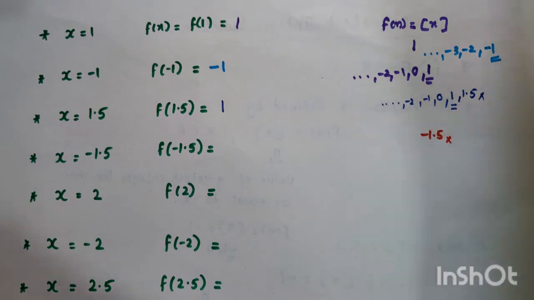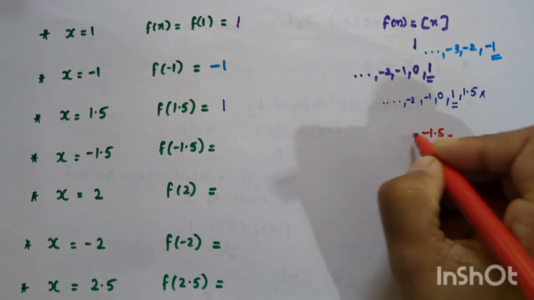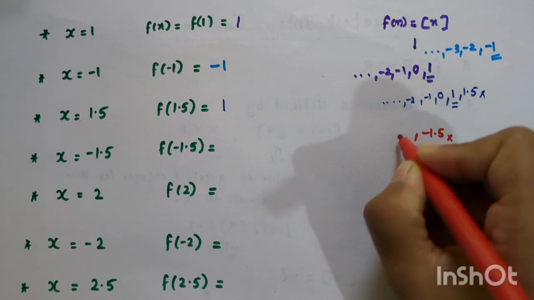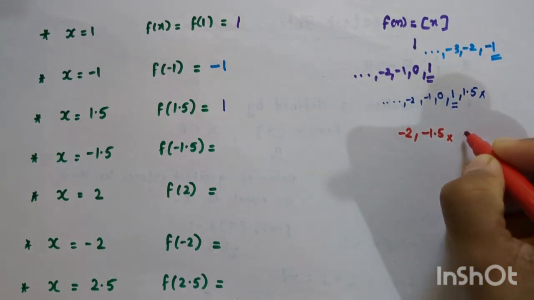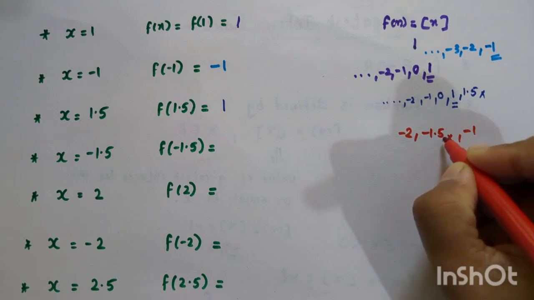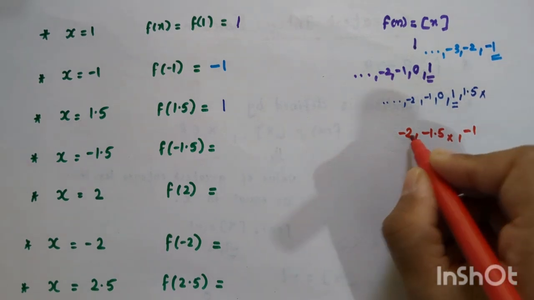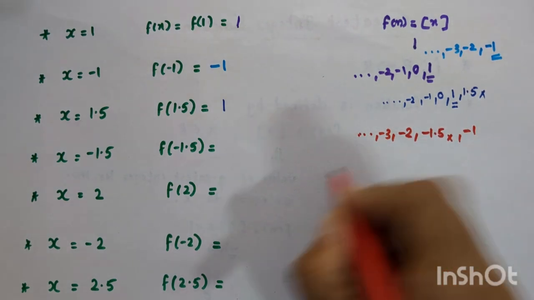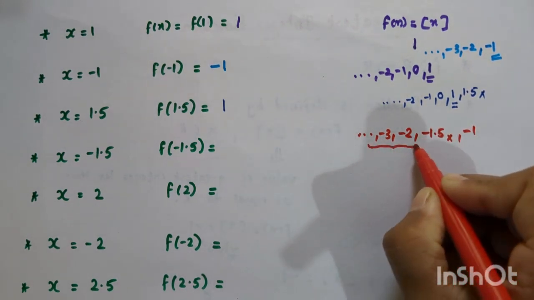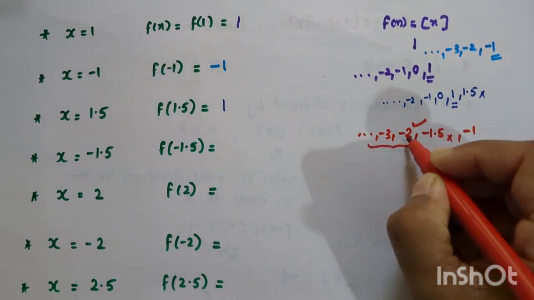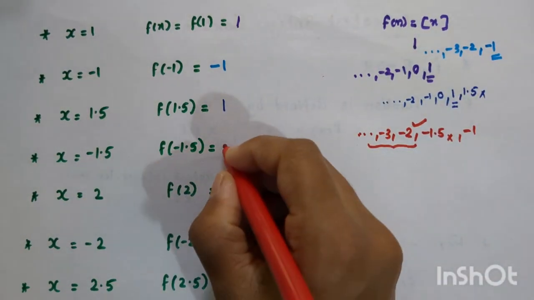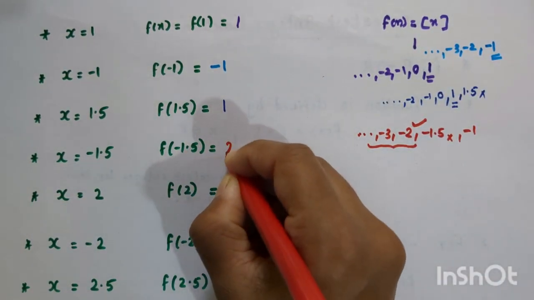Less than minus 1.5 means it can have values minus 2, because minus 1 is here, no? Between minus 1 and minus 2 we have minus 1.5. So minus 1 cannot be considered. So minus 2, minus 3, minus 4, etc. Among these possible values, which is the greatest integer? Minus 2. So for x is equal to minus 1.5, f of minus 1.5 will be minus 2.